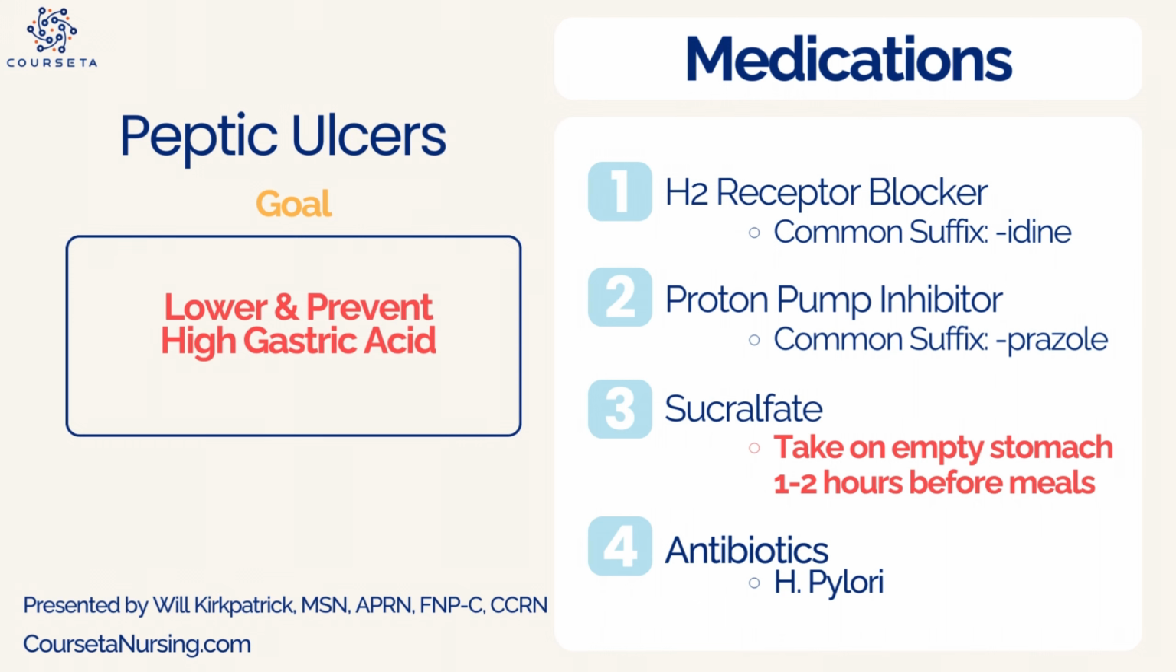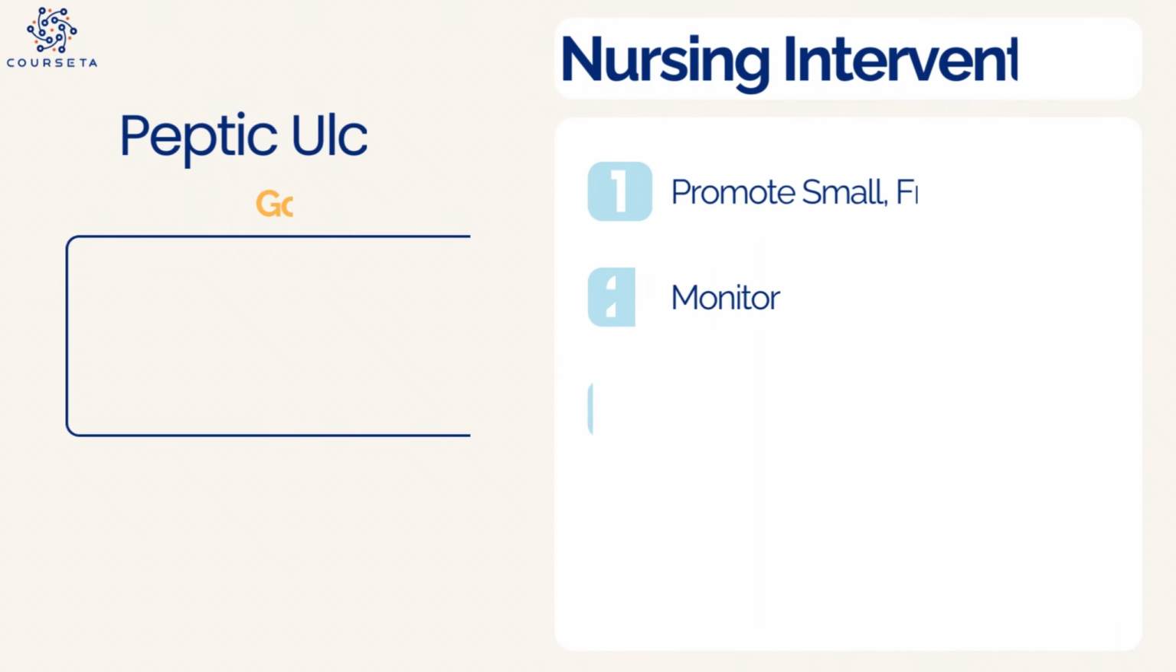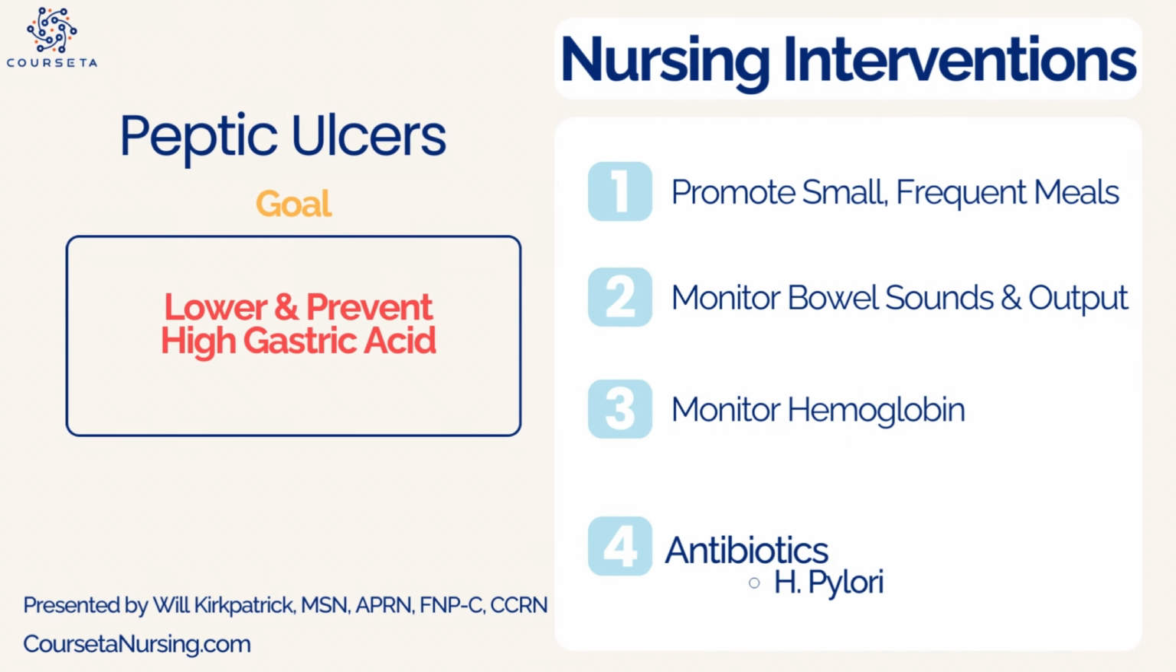Now, if the direct cause is H. pylori, we typically give them 2 different antibiotics and also a proton pump inhibitor. Now moving on to the last section, nursing interventions. What should we do as nurses to improve the healing of a peptic ulcer disease? Number one is promote small, frequent meals. We don't want to overload the stomach with a large meal and once again cause increased gastrin production. We want to introduce small amounts of food at a time to keep that gastrin production as low as possible.